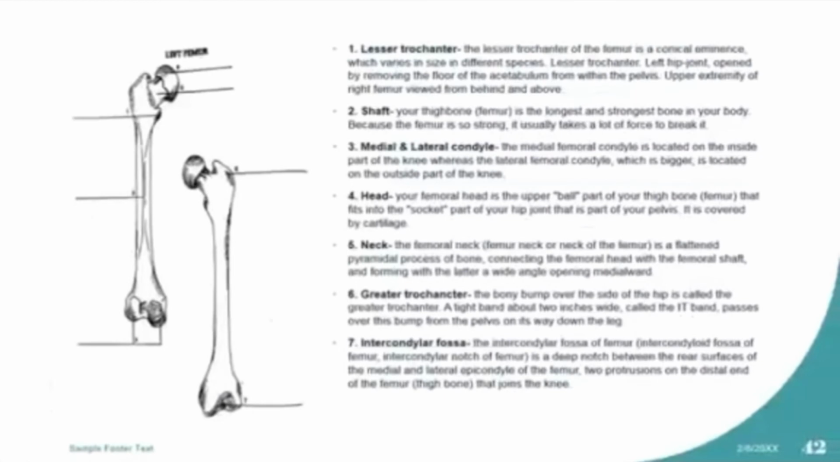The next part is the left femur. Number 1 is the lesser trochanter. The lesser trochanter of the femur is a conical eminence which varies in size in different species. Lesser trochanter, left hip joint opened by removing the floor of the acetabulum from within the pelvis, upper extremity of the right femur viewed from behind and above.